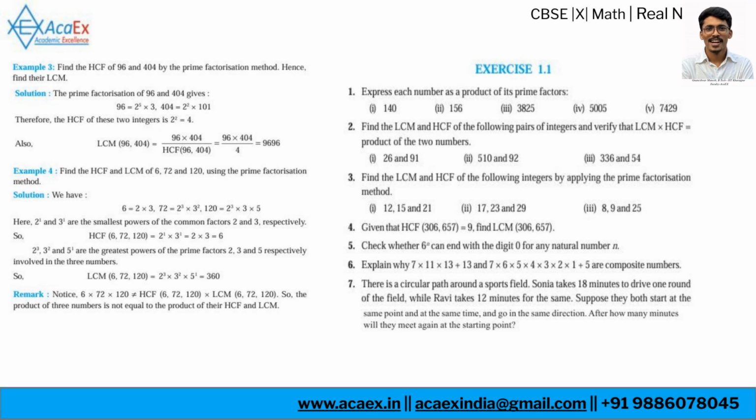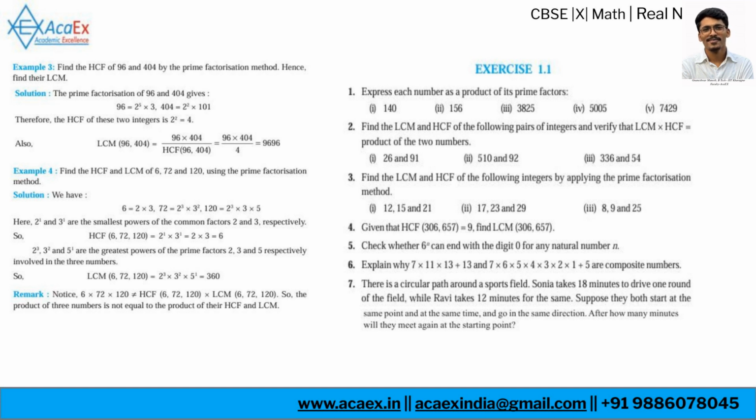The highest common factor is 2 squared, which is 4. Using the property highest common factor times lowest common multiple equals product of numbers, the lowest common multiple is 96 times 404 divided by 4, which equals 9696.